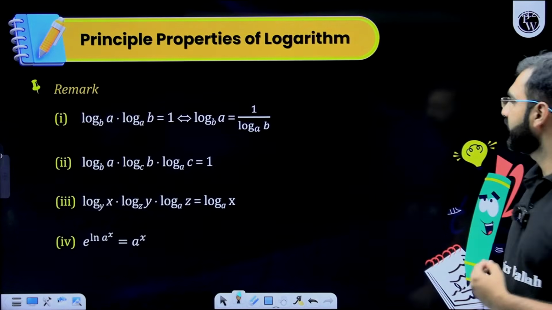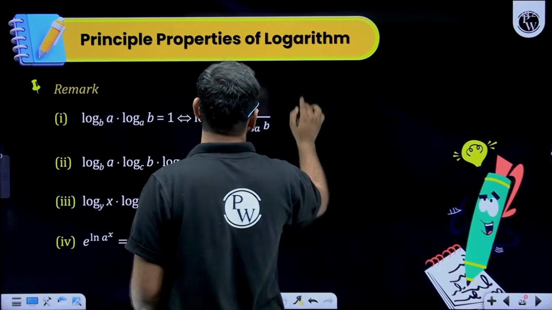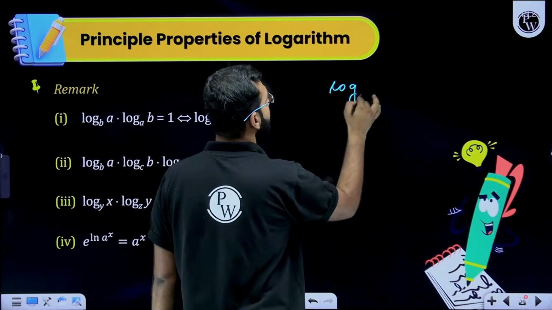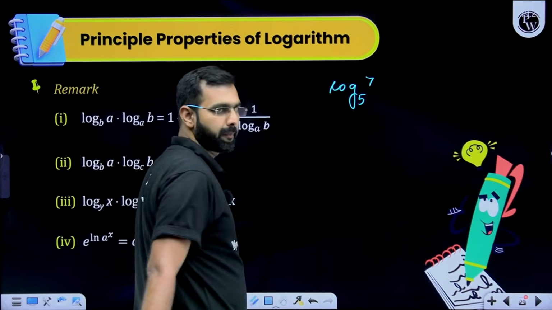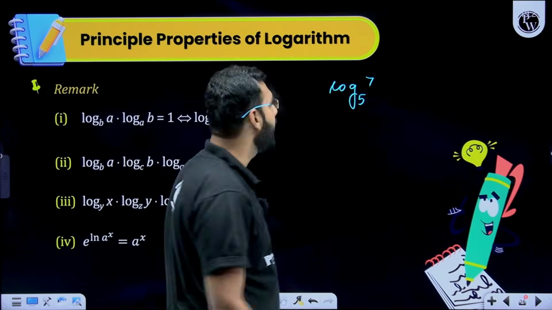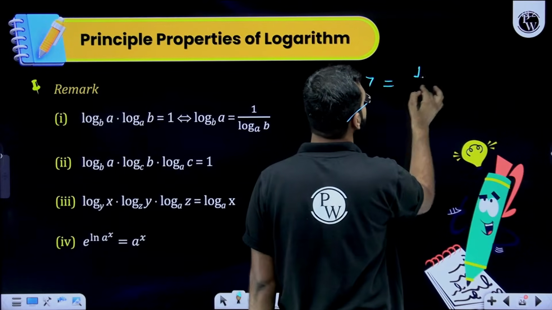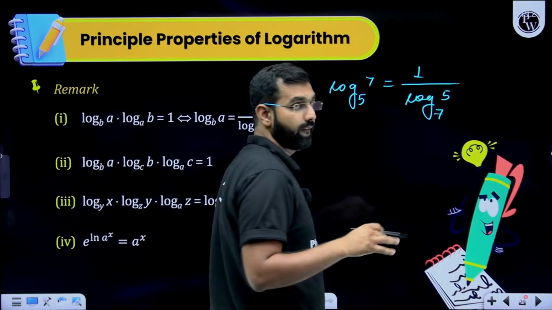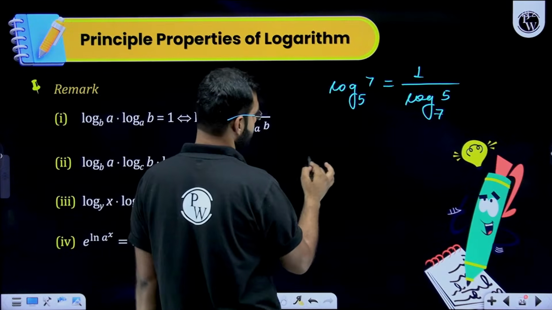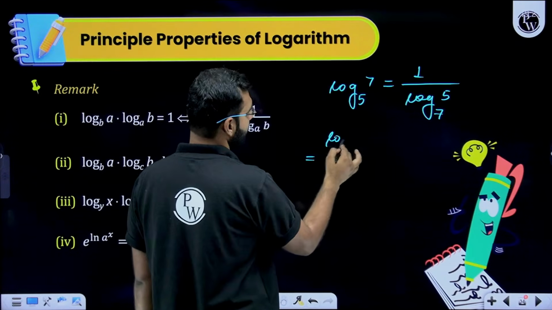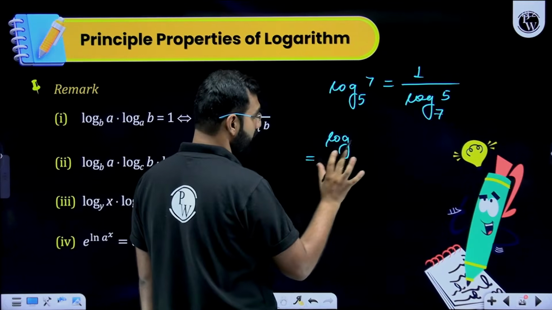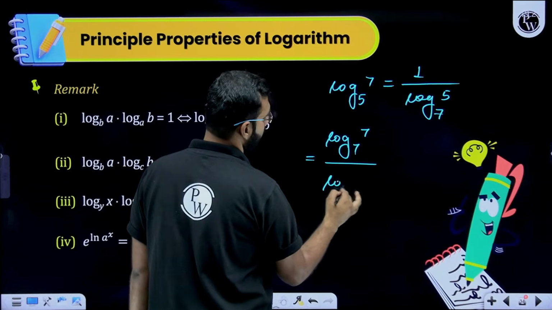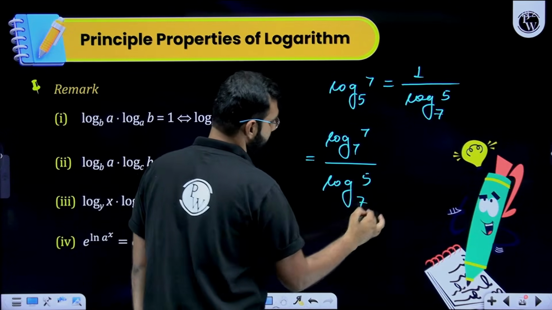Yes. These are some conclusions. Do remember that let's say I have log of 7 at base 5, then I can unhesitatingly write it as 1 upon log 5 at base 7. Why and how? Let's say this is log 7 base 5. So can I write it as log, I hope you're understanding, I want it at base 7. So log 7 base 7 upon log 5 base 7.